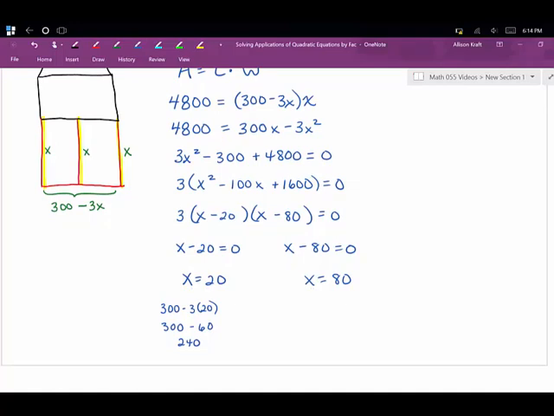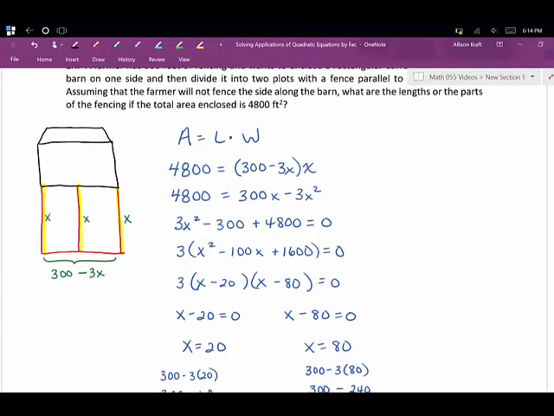Let's check 80. 80, that's a positive number, makes sense for the width of our corral. Let's make sure that we get a positive number when we plug it into 300 minus 3 times x. It's going to give me 300 minus 240, leaving me with 60, which is a positive number. That also makes sense.